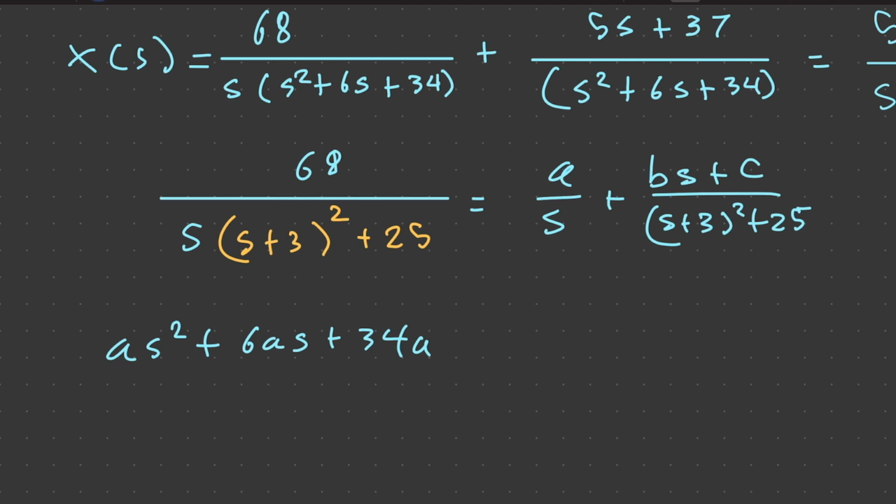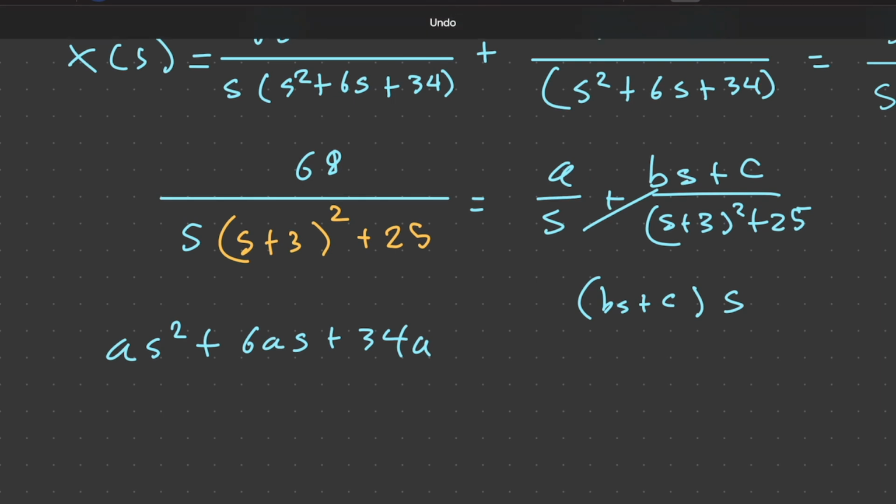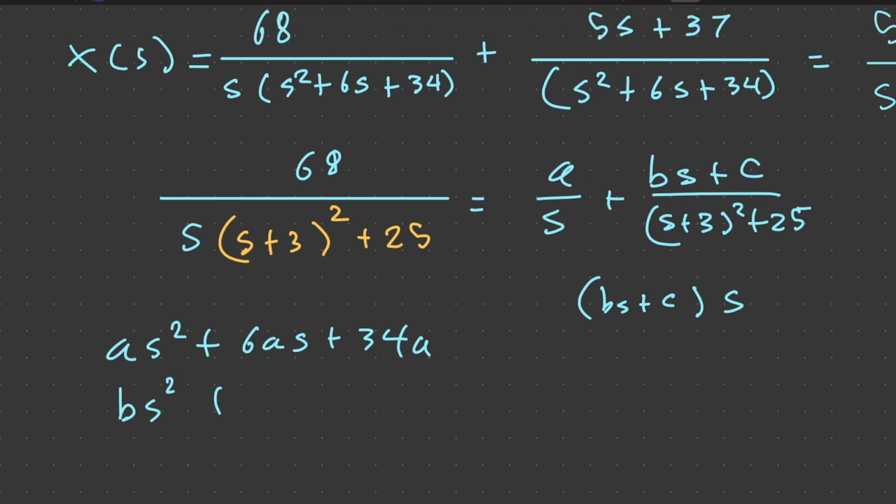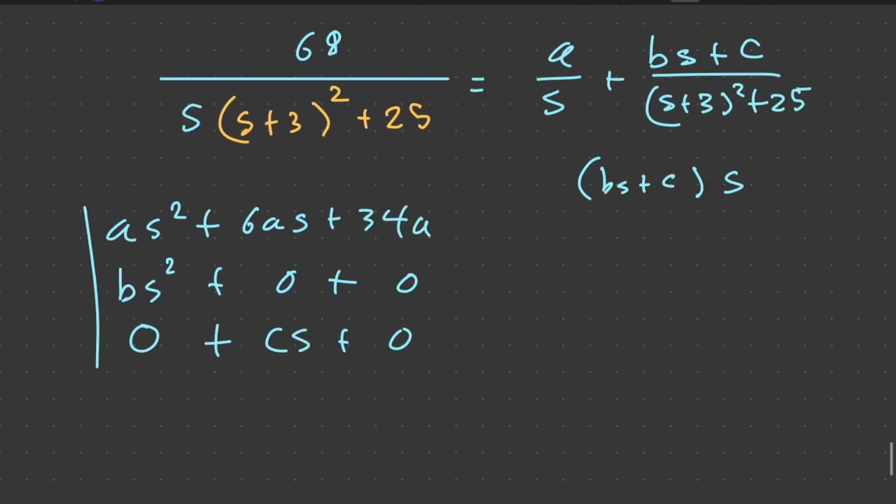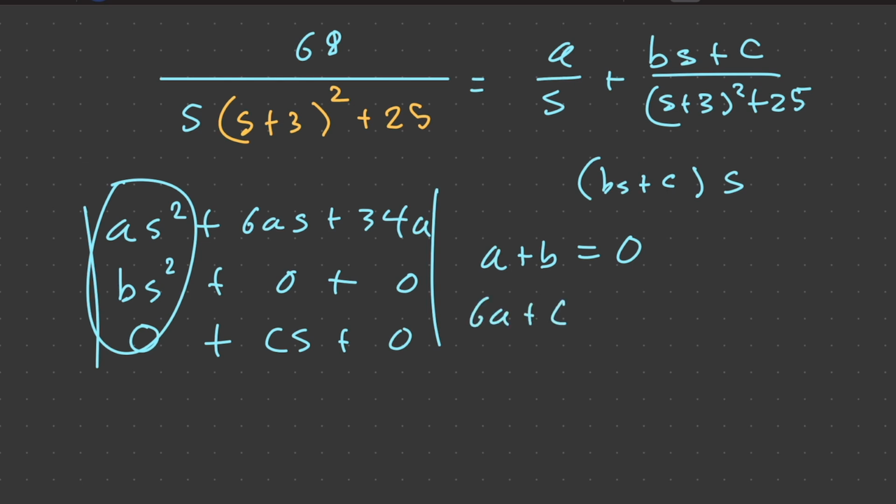Okay, so next is going to be the Bs plus C. That's going to be Bs plus C times s. Think about it as like cross multiplication. So Bs squared, and there's no other terms for B, and Cs. So Cs would go here, and there's no other terms for C. This is our informal matrices setup. And so A plus B, the s squareds, are going to equal 0 because we have no s squared term. The 6As plus Cs is also equal to 0 because there's no s term in our numerator.